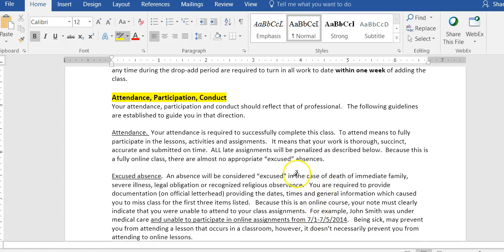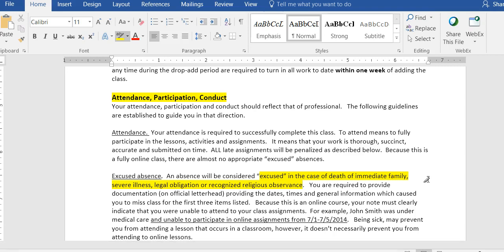These are the reasons that would be considered excused. Sometimes there are other ones that are added, and we take care of those on a one-on-one basis. But if you have any of those items occur, I just need documentation of what's happened.